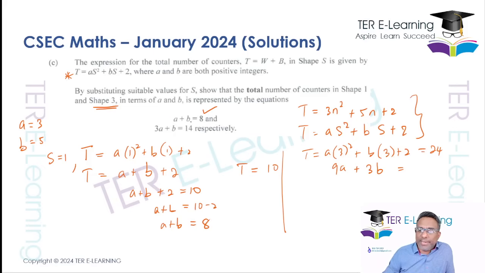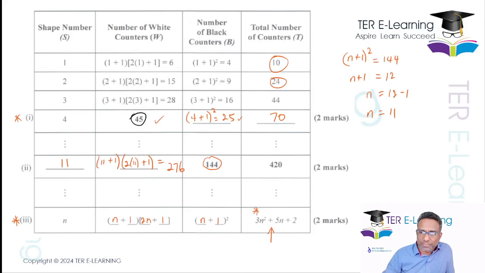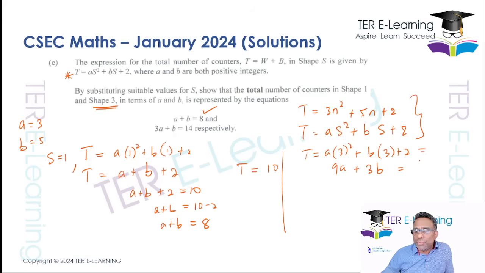Oh, I now see my error here, right? It's not 24. We're talking about the third figure, so this is not 24. Okay, now this makes more sense to me. It is 44, right? According to the table, it's 44. We're looking at figure 3, not figure 2, so my bad. So you're going to put that equal to 44, therefore 9A plus 3B is equal to 42, right?